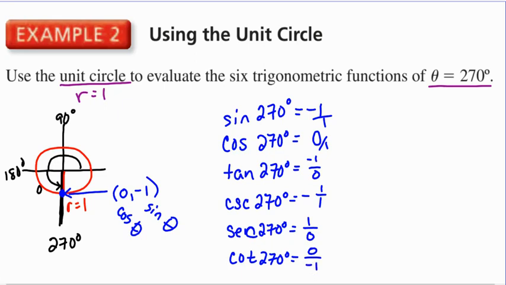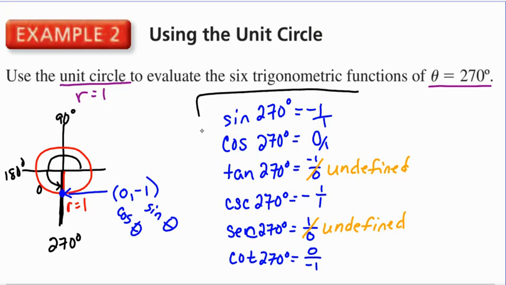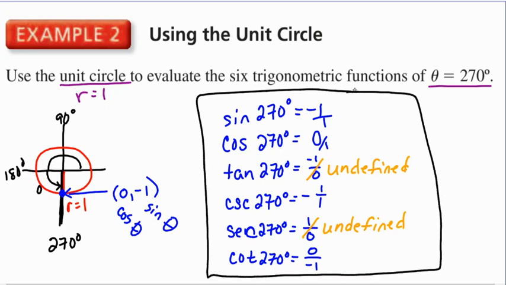Okay, now make sure you understand you cannot divide by 0. So the tangent of 270 degrees is actually undefined. And likewise, the secant of 270 degrees is actually undefined because you cannot divide by 0. Okay, so these are the 6 trig functions of theta equals 270 degrees.